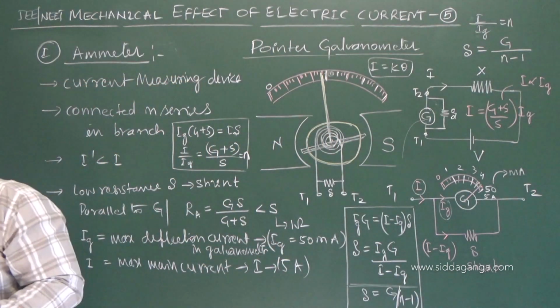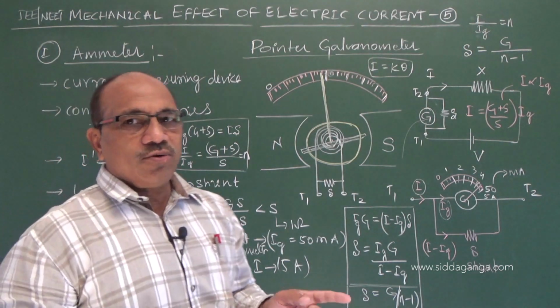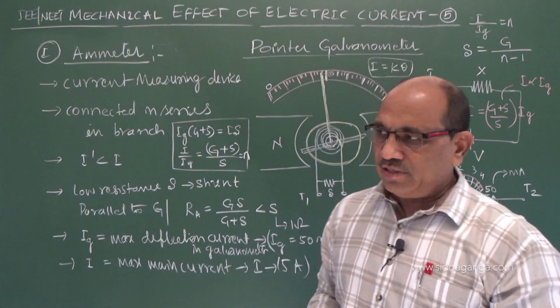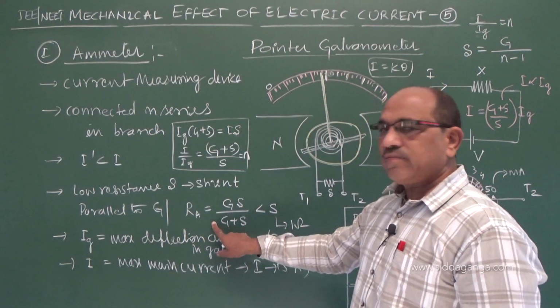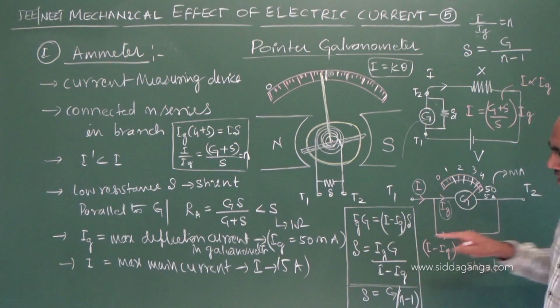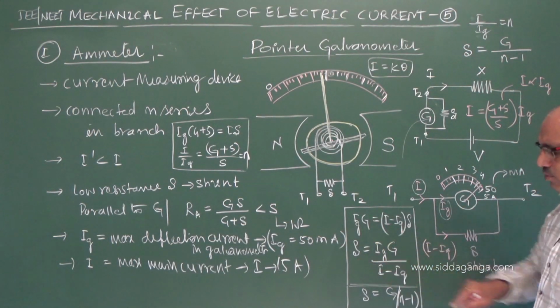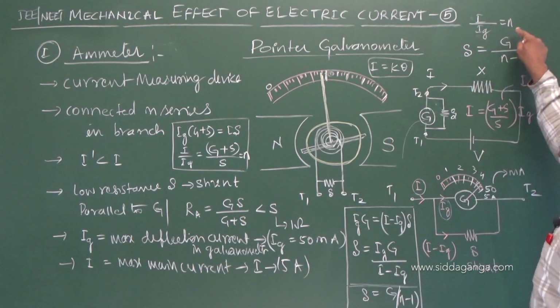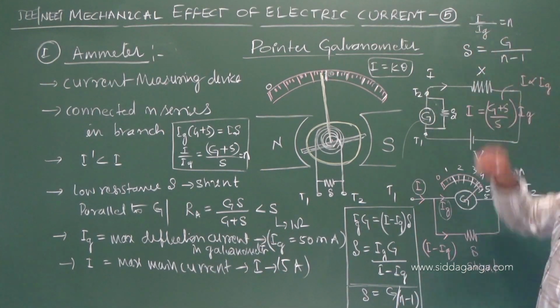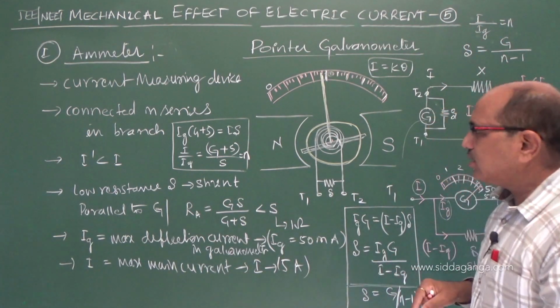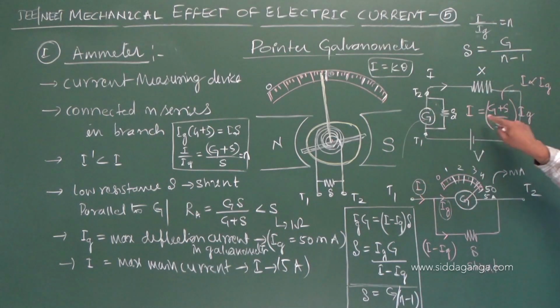Finally, remember, to convert a galvanometer into an ammeter, you have to connect a small resistance called a shunt in parallel to the galvanometer. The effective resistance becomes this, where S and G are in parallel. We can use this equation to find the S value, or you can use G upon N minus 1, where N is the new scale by the old scale. Maximum current I relates to the maximum current in the galvanometer. Again, here I equals G plus S upon S into Ig.